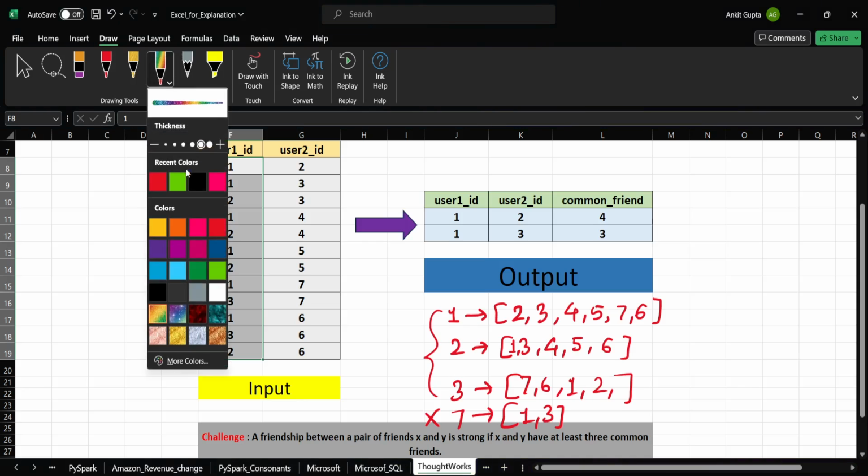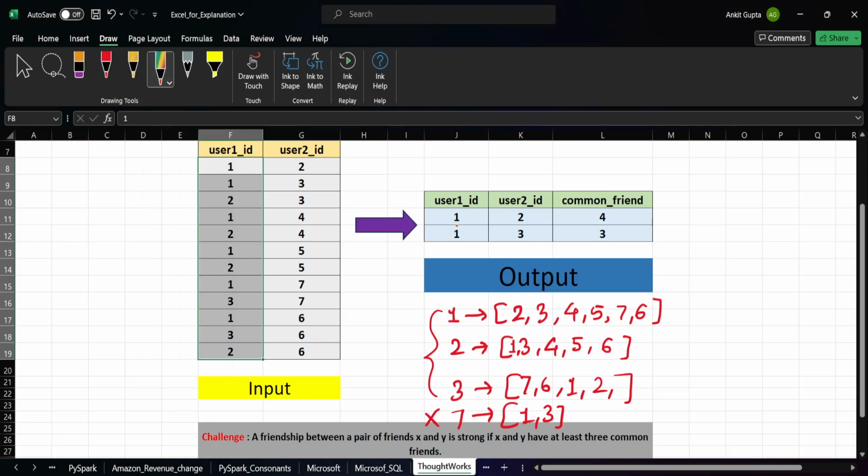Now let's understand this part. Between 1 and 2, which are the common IDs? You can see 3, 4, 5, 6. So we have 4 common friends, and since 4 is greater than or equal to 3, this is our answer.